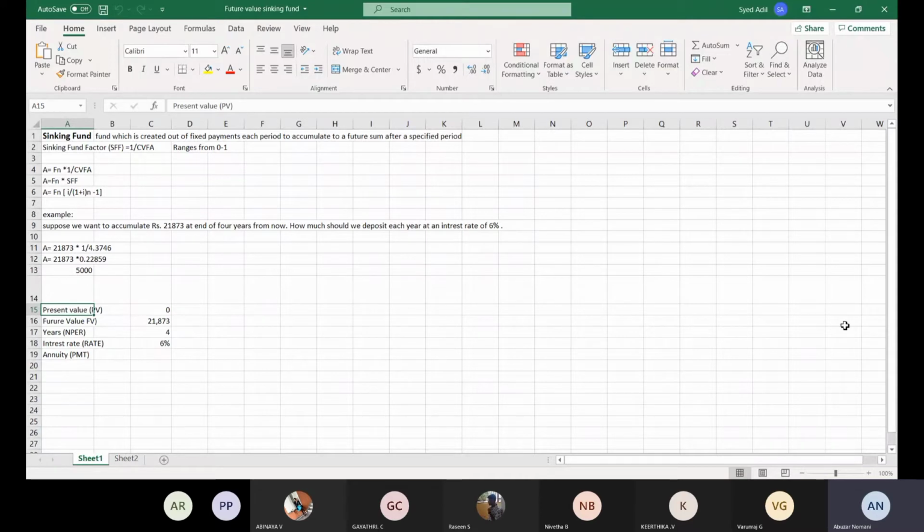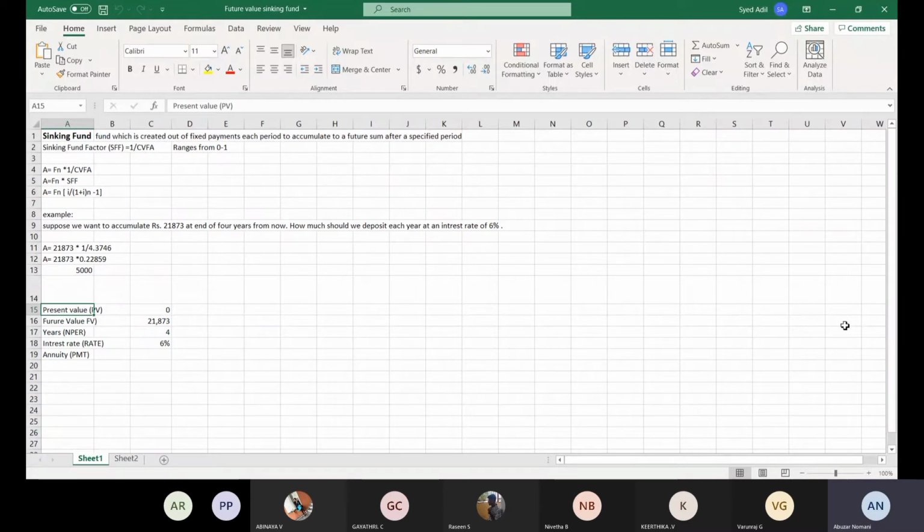So what do you mean by sinking fund? How can we define the sinking fund? What actually is sinking fund? A sinking fund is a fund which is created out of fixed payment each period to accumulate to a future sum after a specified period of time.